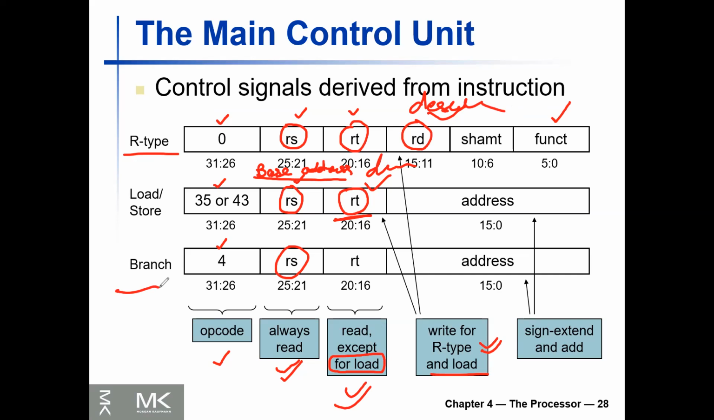But for the branch, girls, here it again needs to read, and again here need to read. What is mentioned? Read except for load, because we need to read two registers' content in order to compare them. So for the branch, both are read type.